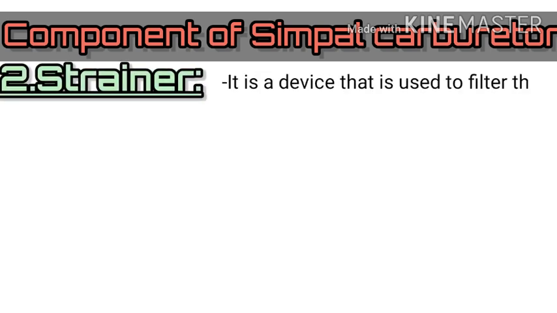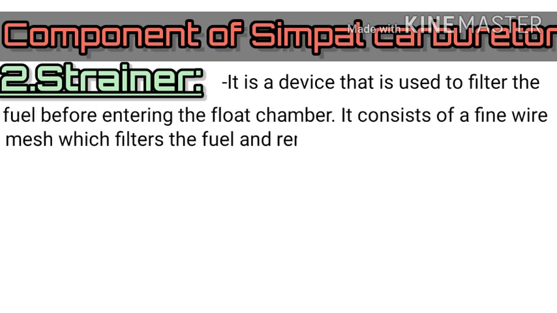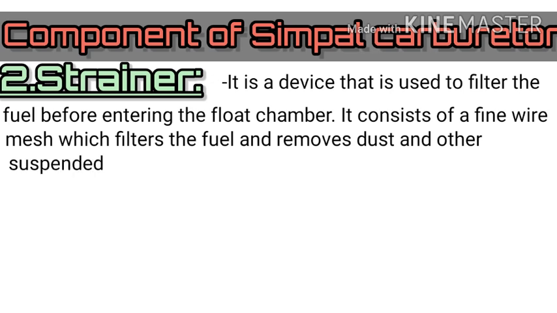Strainer: It is a device that is used to filter the fuel before entering the float chamber. It consists of a fine wire mesh which filters the fuel and removes dust and other particles from it.